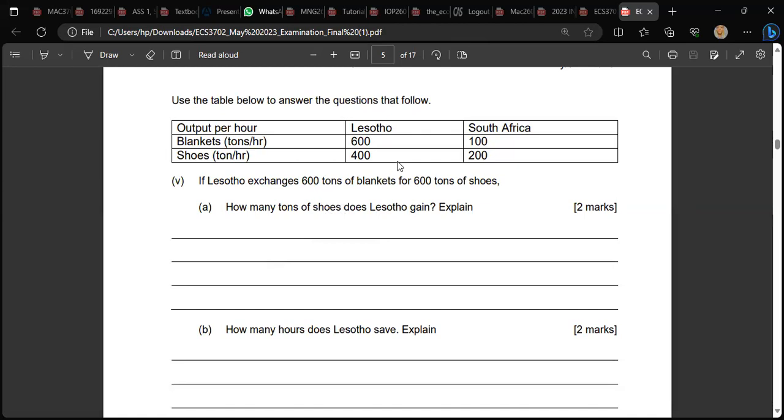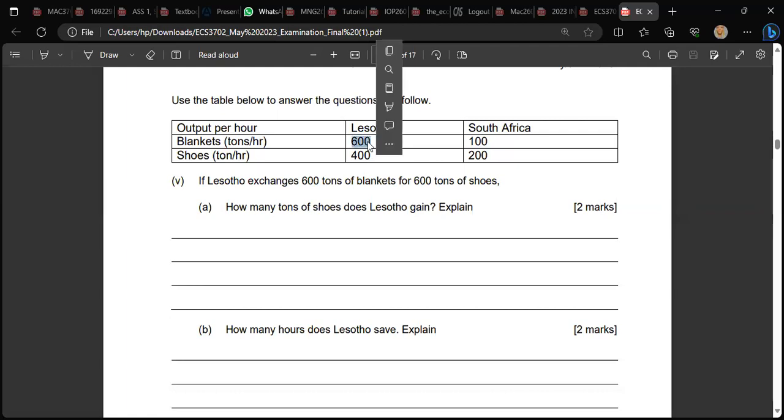So you're looking at the number of shoes that Lesotho is getting versus the number of shoes that they could have manufactured. In terms of opportunity cost prices, 600 blankets is equal to 400 shoes. So if they are giving up 600 blankets and they are getting 600 shoes instead of 400, the gain is going to be the difference there, 600 minus 400. That one is very, very easy.